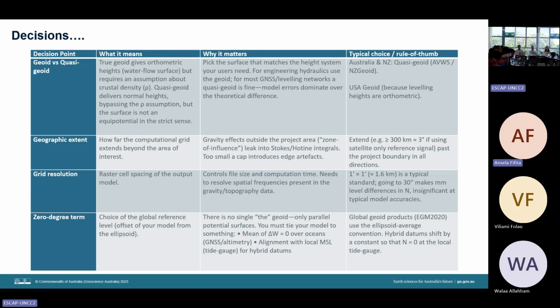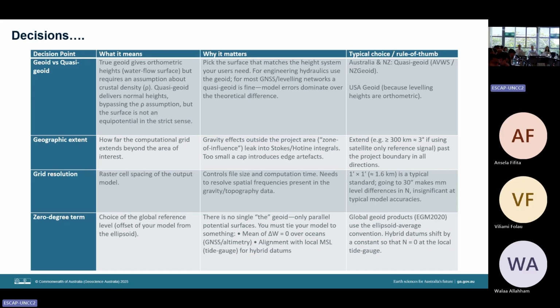The second decision we need to make is how big is the sandbox? The gravity field you have at any point is influenced by mass density distributions from kilometers away. And so we need to understand how big our computational area is before we start doing any calculations. There is a process that we employ called the remove compute restore process, and it needs a buffering. So if we're going to use a very long wavelength reference model through that process, which provides stability to the long wavelengths in the model, we need to ensure that the spectral content is accounted for.